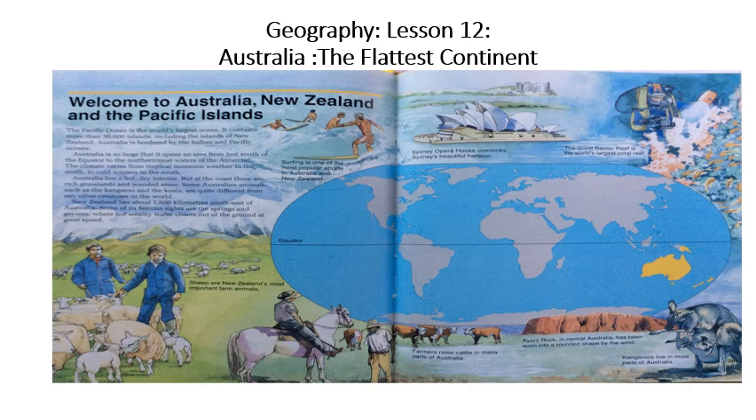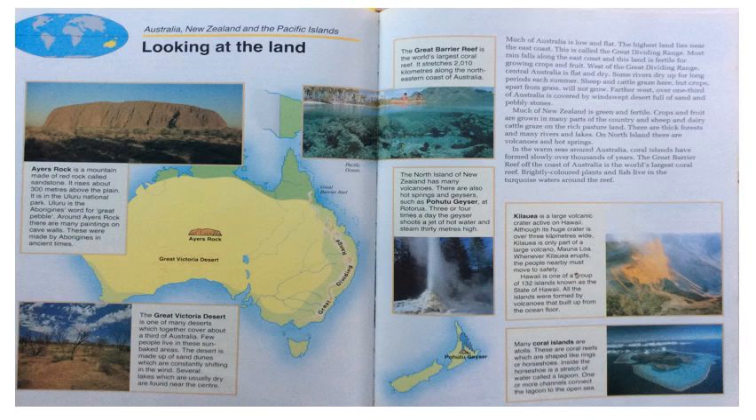In geography, we have learned about Australia and why it is called the flattest continent. We were able to locate Australia on the world map, and these are some of the landmarks of Australia in just an introduction to the lesson. We also looked at all the landforms and the physiography of Australia, and we learned about how to locate them on the physical map of Australia, prominently the Great Victoria Desert, Great Dividing Range, Gulf of Carpentaria.